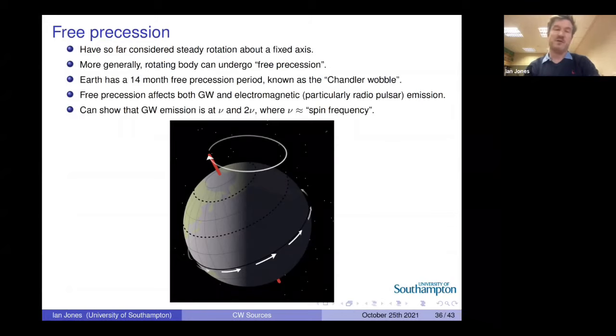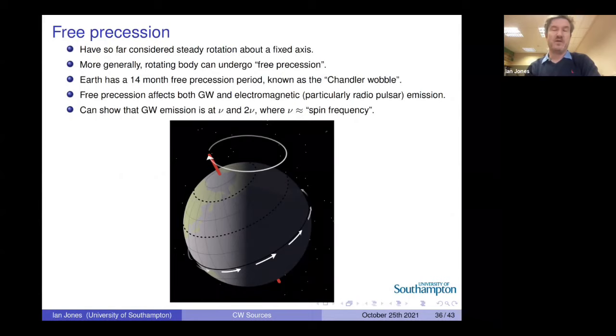As well as being familiar from classical mechanics, this is seen on larger scales. The Earth itself undergoes a free precessional motion. It's got a 14-month period. It's called the Chandler wobble after the person that discovered it. Free precession is actually a very interesting thing to model. My PhD many years ago now was about studying this.